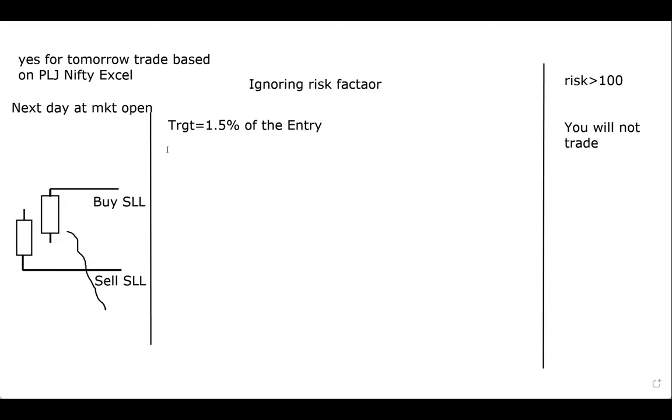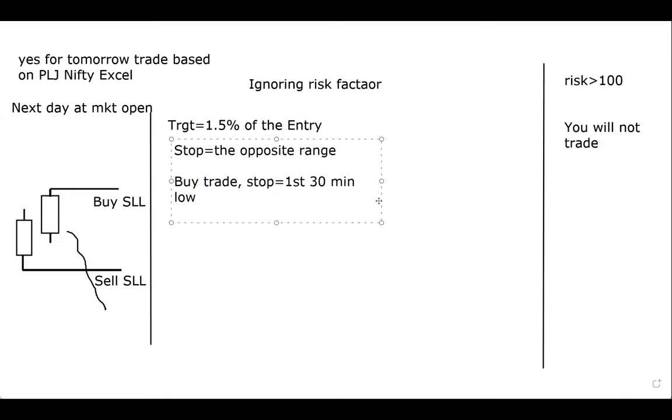Then your stop loss is at the opposite end of the range. That means if it is a buy trade, then your stop is the day's low, or we can say the first 30 minute low. And if the sell trade triggers, then the stop is the first 30 minute high, right? So you have now placed the target, and you have now placed the stop.